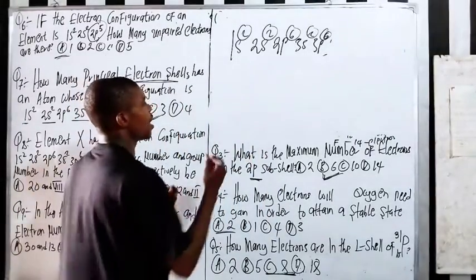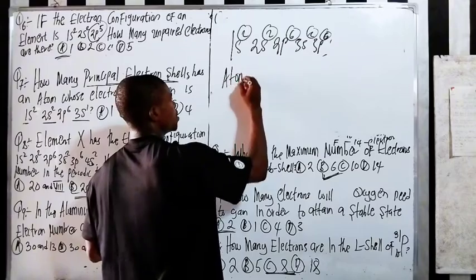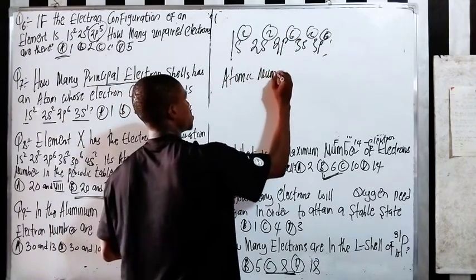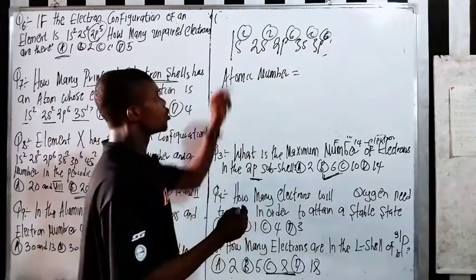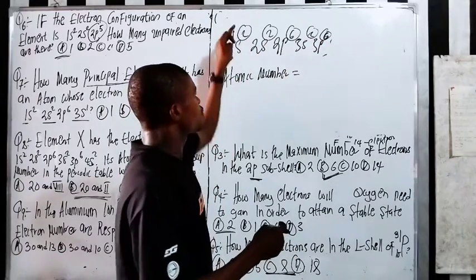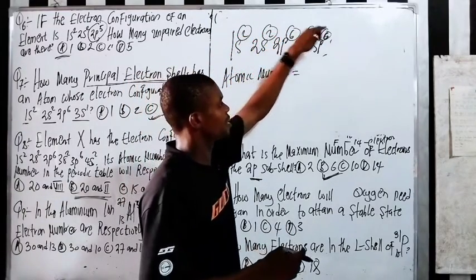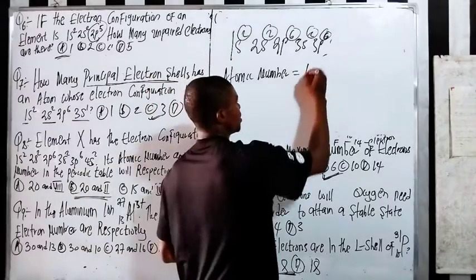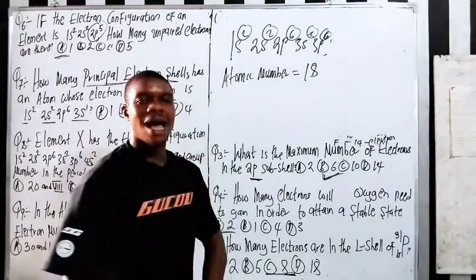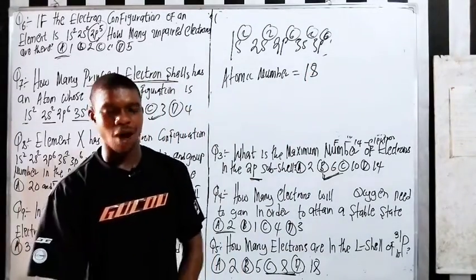Now, what is my atomic number? My atomic number is very easy. Sum all these electrons here. 2 plus 2 plus 6 plus 2 plus 6 is 18. 18 is okay. Now, how do we get the group or the valence electrons?